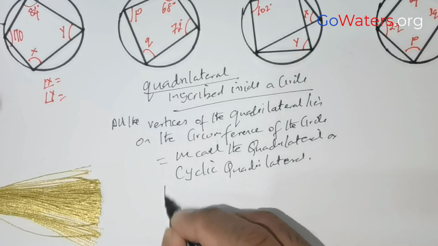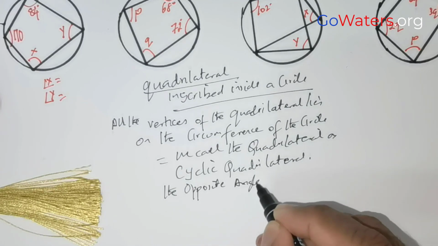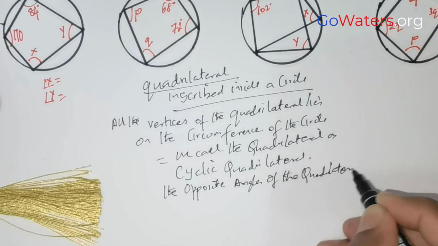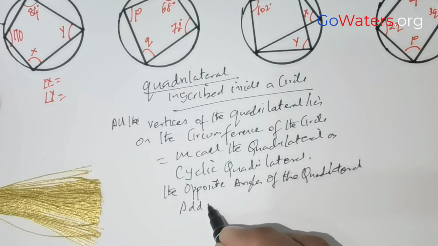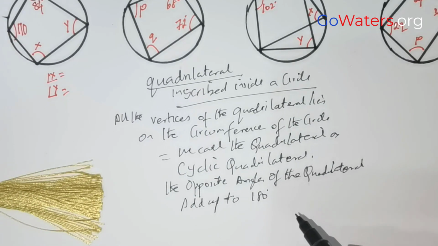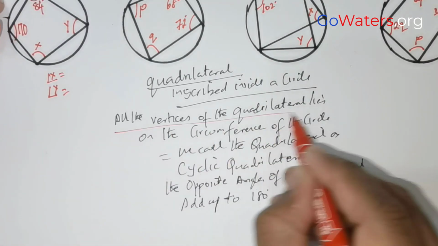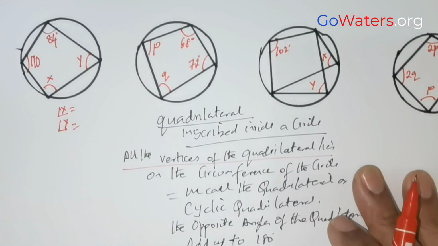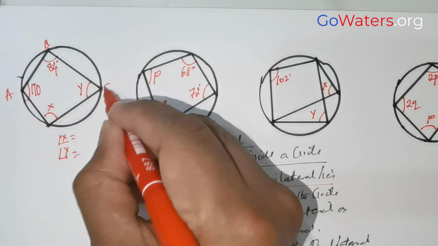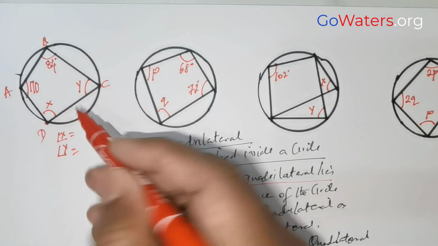And the opposite angles of the quadrilateral add up to 180 degrees. So that is the all important property, I should say, for a cyclic quadrilateral, right? So for the cyclic quadrilateral, all of these vertices, say for example you're naming the sides A, B, C, D, should lie on the circumference, and the opposite angles add up to 180 degrees.